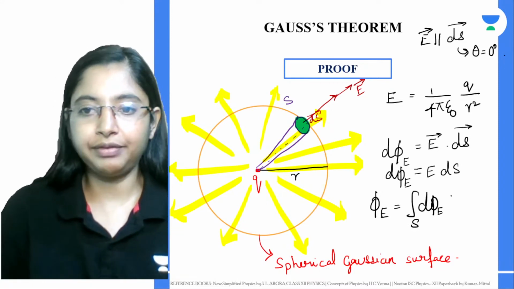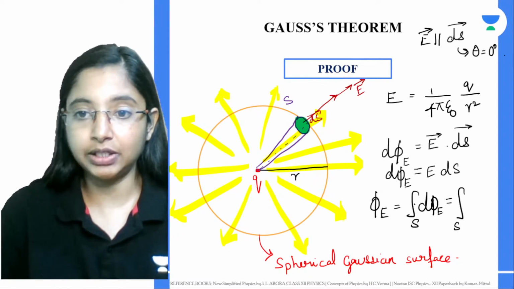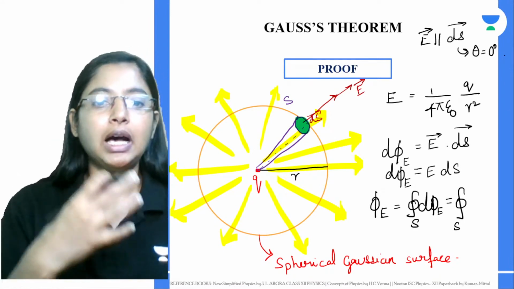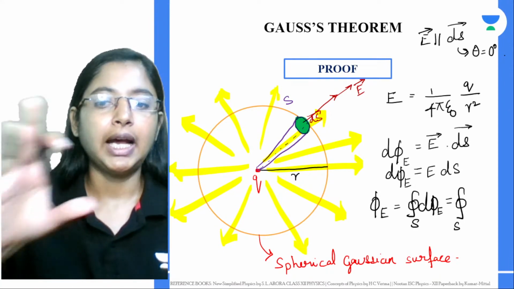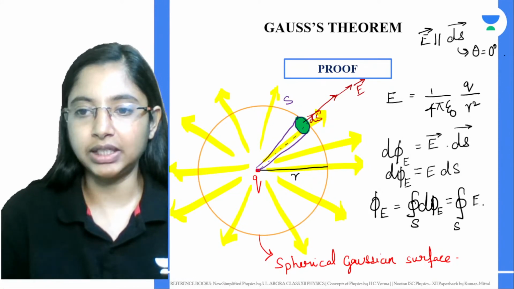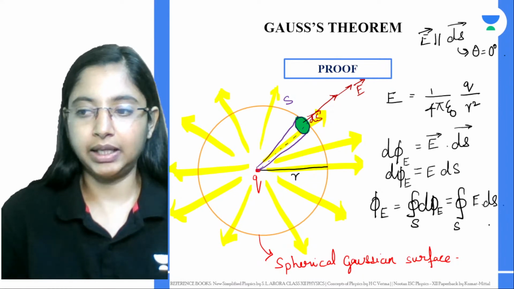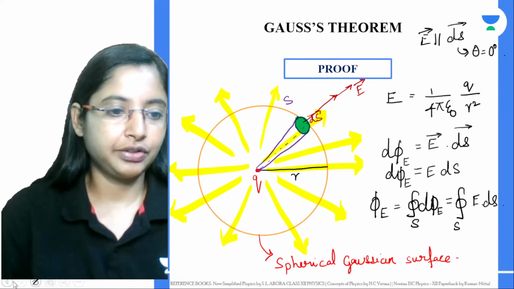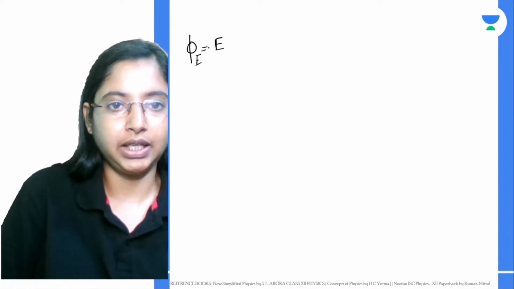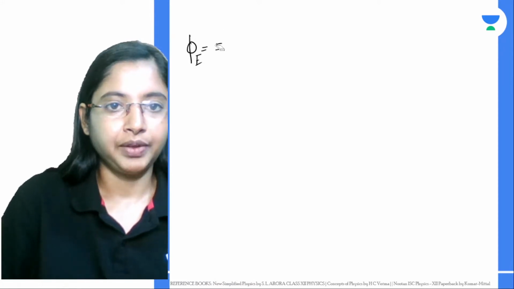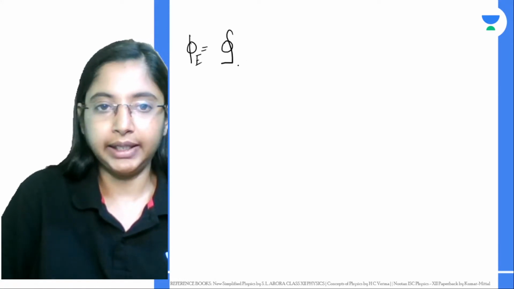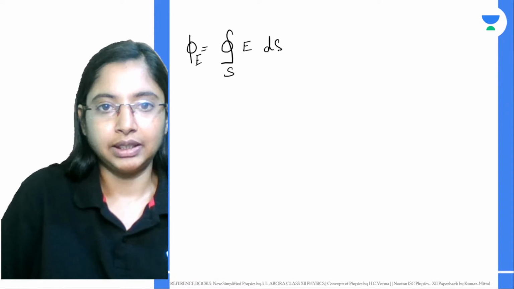Now this d phi e over the entire surface will be a closed integral, because Gauss's law applies when the charge is under symmetry and there is a closed surface, right? For this closed surface, d phi e is given by E dot ds. Now let's do this on the next page. The total phi e is nothing but equal to the closed integral over S of E dot ds.